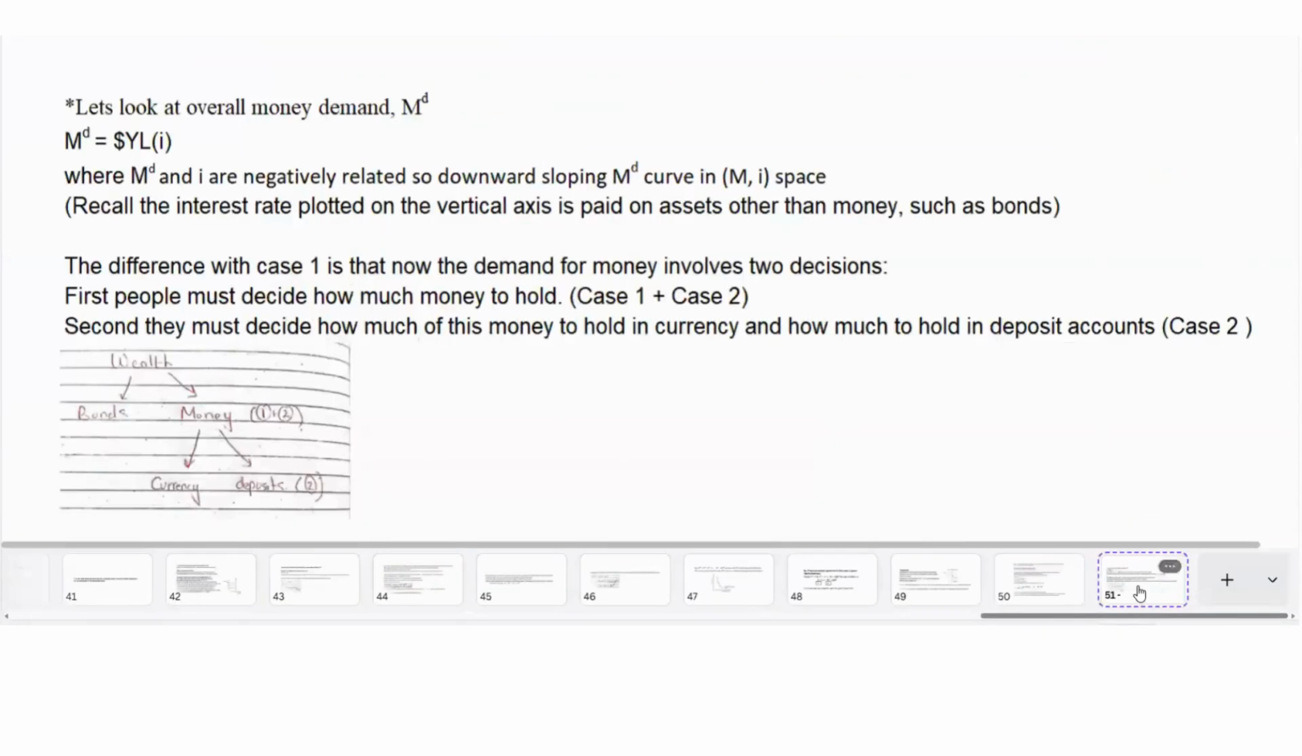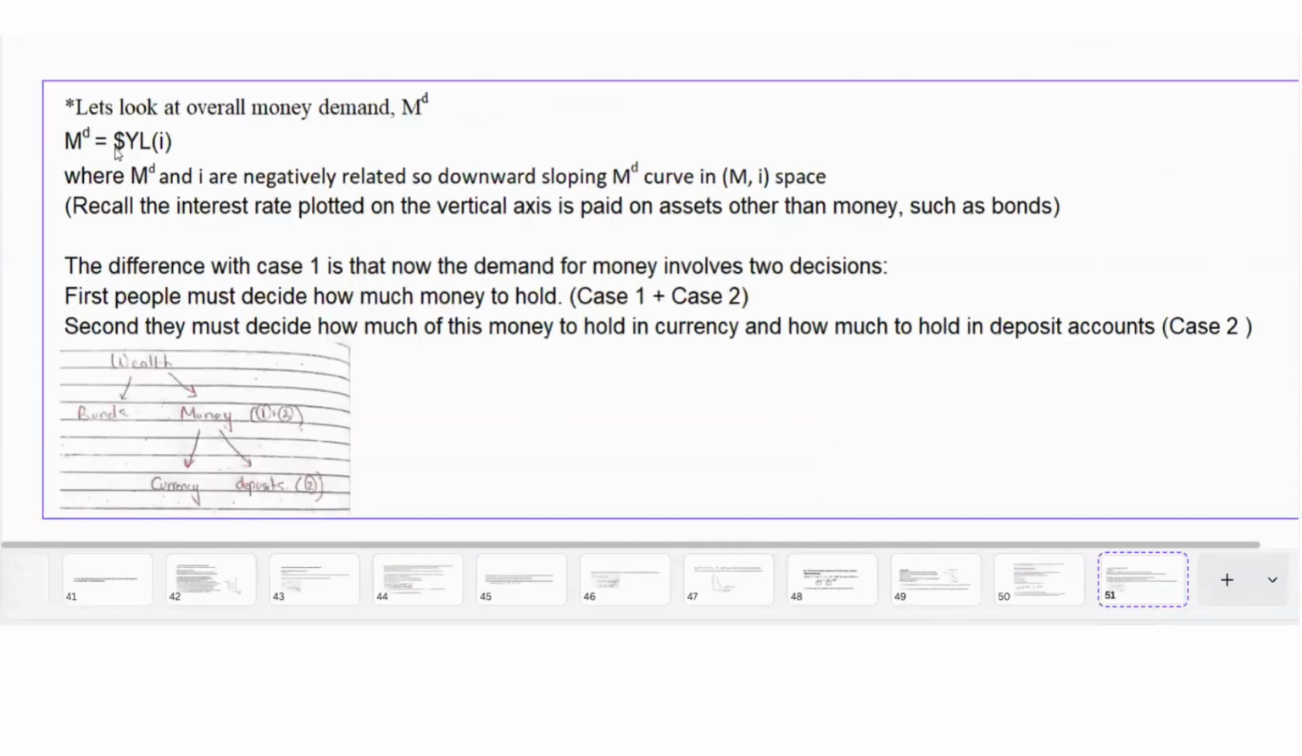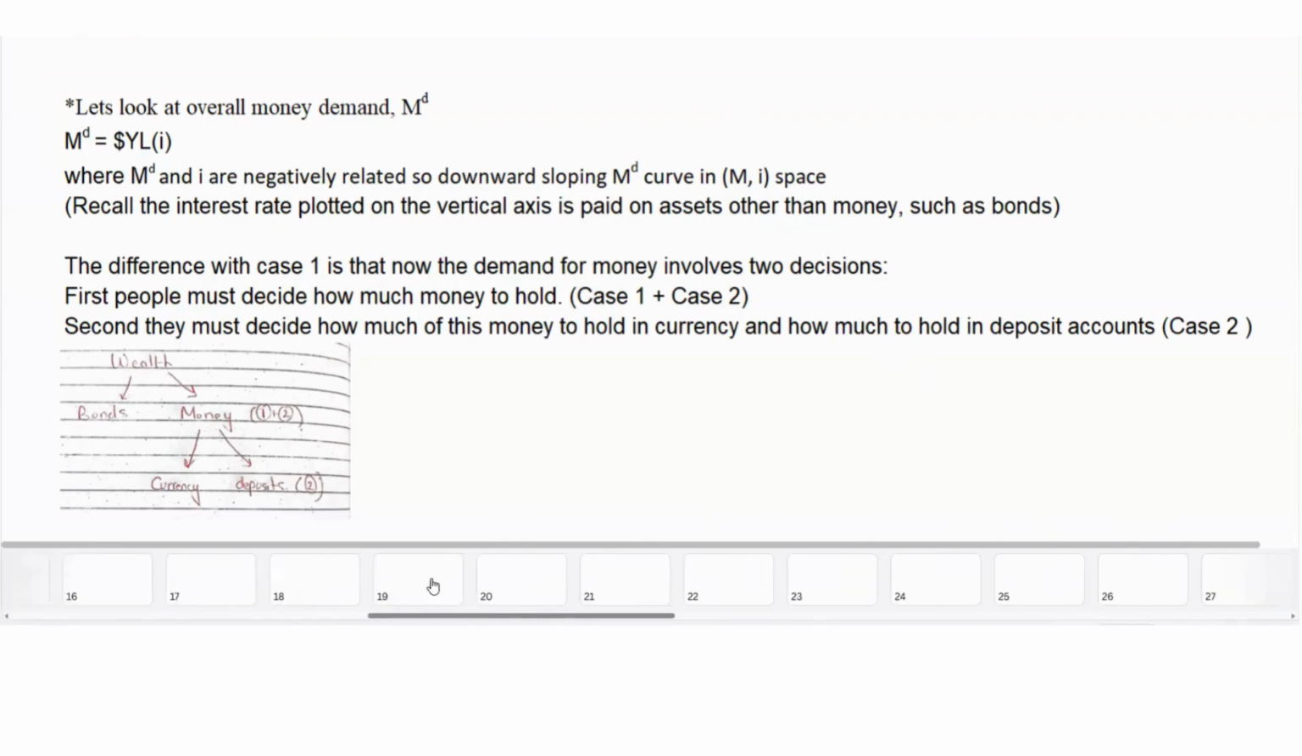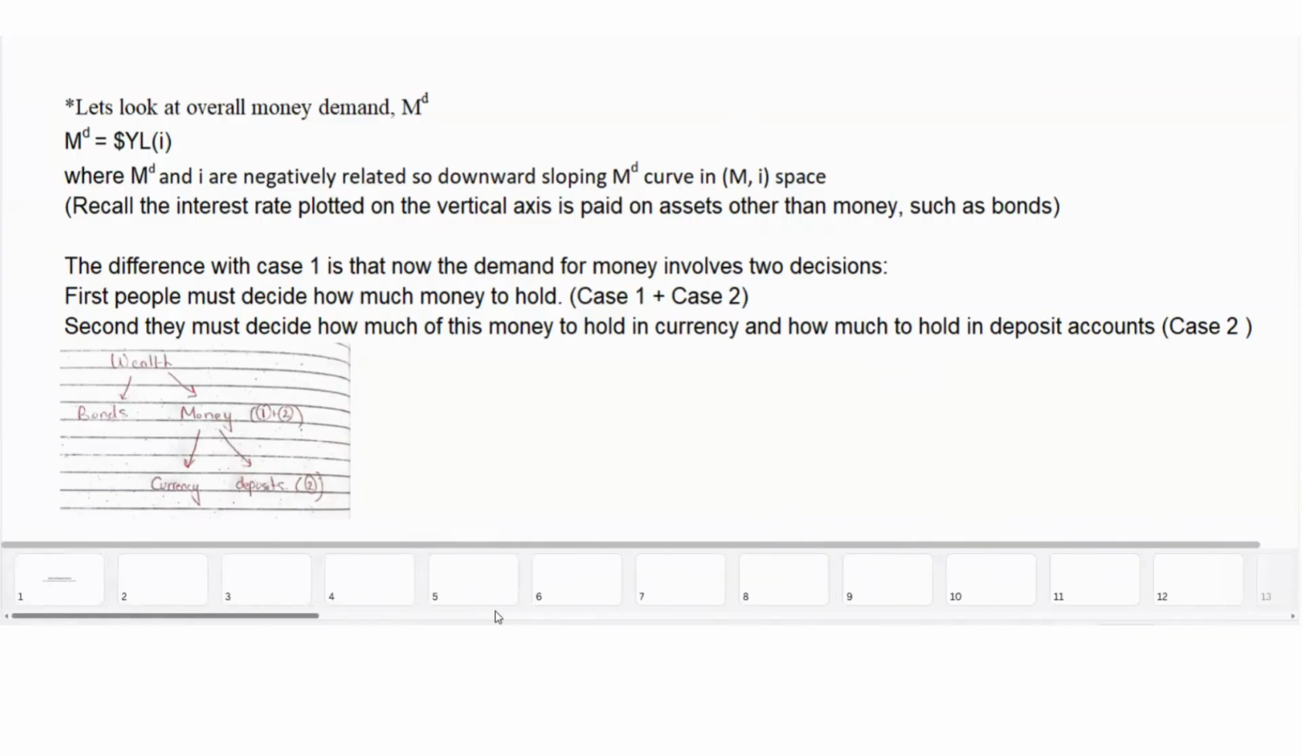So now let's look at overall money demand. Overall money demand is $M^d = $ $Y L(i)$, where money demand and interest rate are negatively related. So when we plot our overall money demand curve in a graph with M on the horizontal axis and i on the vertical axis, it will be a downward sloping curve. If you go back to case one, we also talked about how financial market equilibrium is where money demand is equal to money supply. And over there, money demand was also $Y L(i)$.